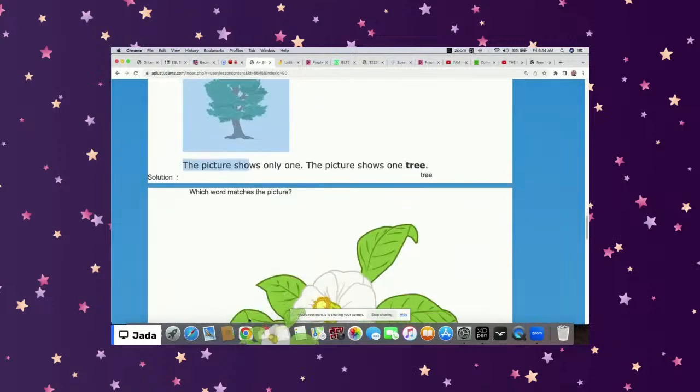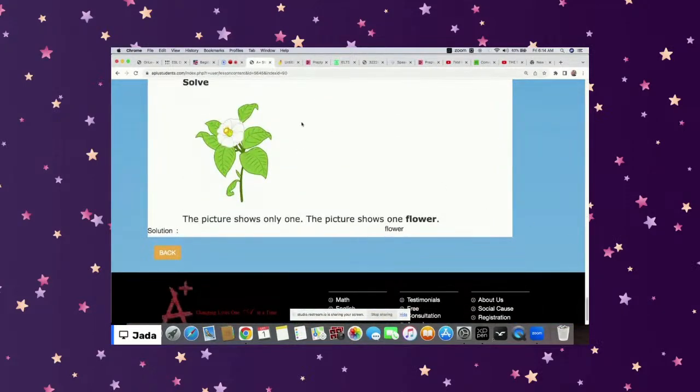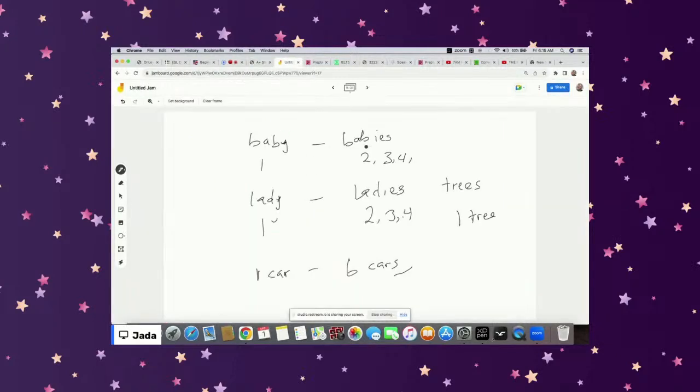So we have, what's this here? What's this picture? A flower, right? So we have just one flower. Hi Samuel. We have just one flower and it shows just one, so it's going to be flower. Since it's one, it is flower, and if it's two or three or four, it's going to be flowers, so you add s to it.